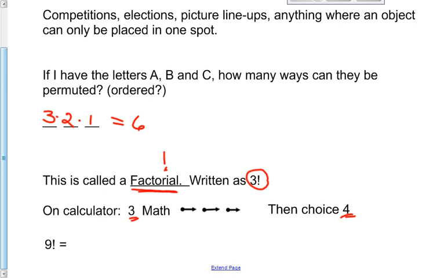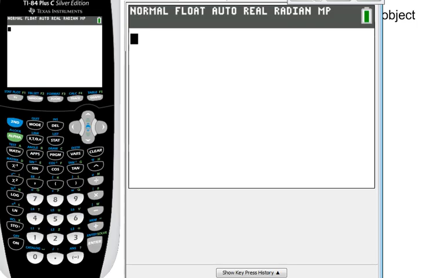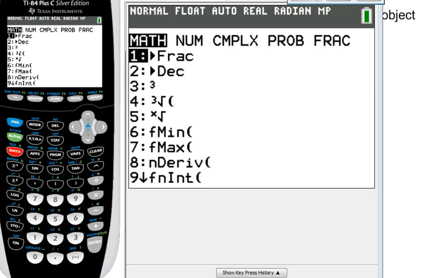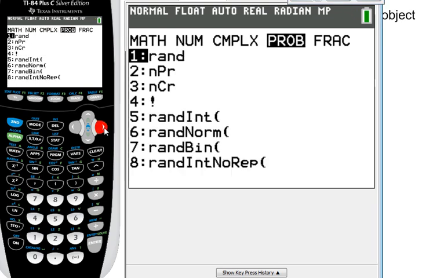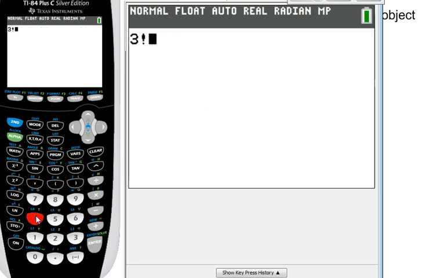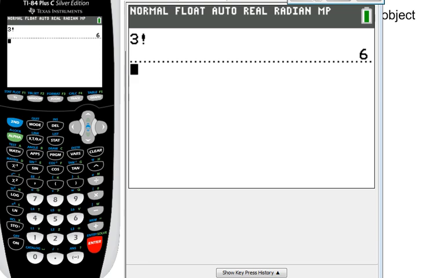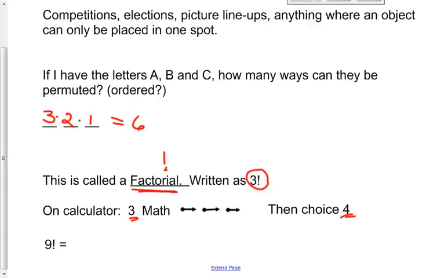All right, so let's bring up my calculator. We're going to type in the 3, and my math button is way over here on the left-hand side. Then we have to arrow over 3 times to where it's going to have a black box around the word PROB. That stands for probability. And then choice number 4 is your factorial button. So I'm going to calculate 3 factorial, hit your enter button, and we get 6, which is what we saw in our last example, 3 factorial is 6.